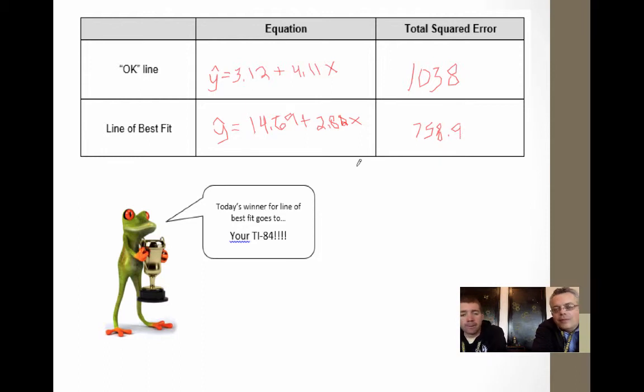So even though our first line was okay, it was pretty good, went through the points fairly well, we could do a little bit better with the line of best fit. We have to remember that what best means is the smallest total squared error.